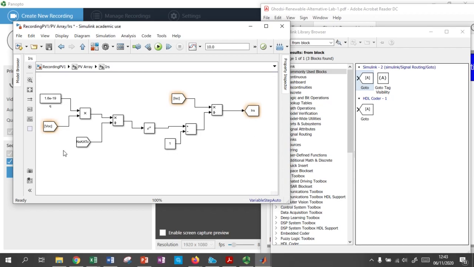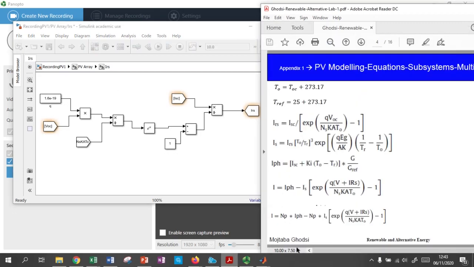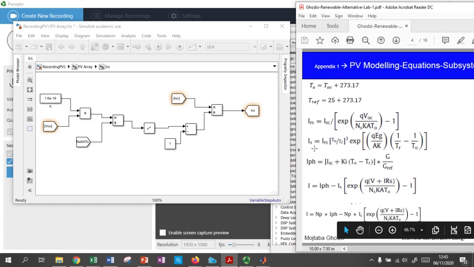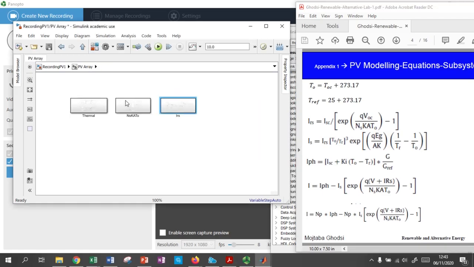Then what you will find here is the way that we are making the IRS. Just to confirm what we did: ISC short circuit divided by this expression, this bracket. The bracket itself is Q times VOC divided by NSKATO, e power this expression minus 1. It's a bracket, and this one is correct. Then now we finish the IRS. Then we will return back to the next step.